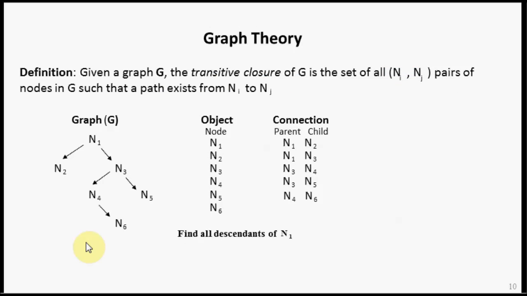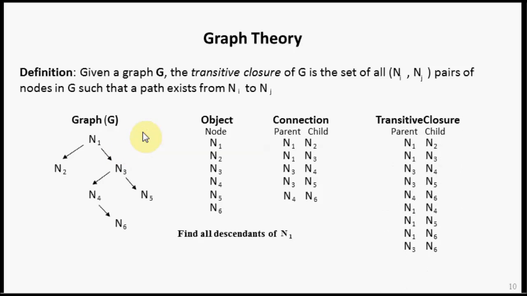The notion of transitive closure is a concept that is foreign to most people. So let's look at a definition of transitive closure. Given a graph G, the transitive closure of a graph is the set of all potential paths between all nodes in the graph. So in fact, the transitive closure of a graph can be represented using a relational table here.